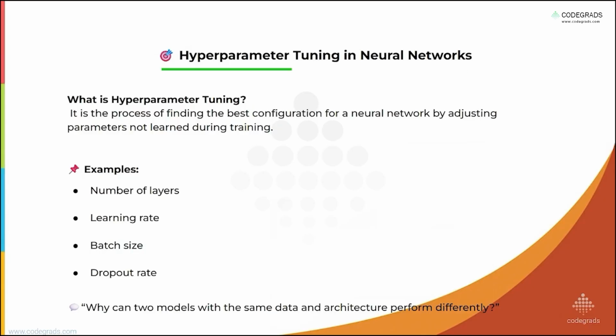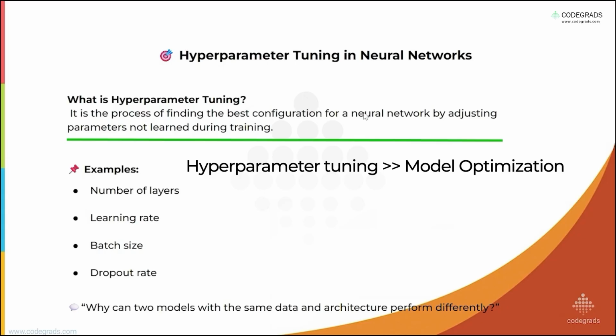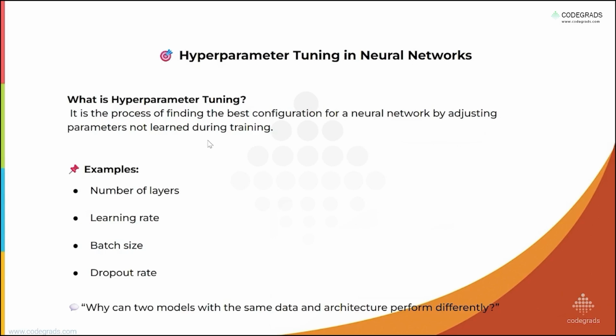So we'll start with the definition. As per the definition, it is a process of finding the best configuration for a neural network by adjusting parameters not learned during training. We adjust neural network parameters in general, like the number of layers, learning rate, batch size, and dropout rate, to get the best values for each parameter. Through that we can solve problems faced after model building, like overfitting and underfitting.